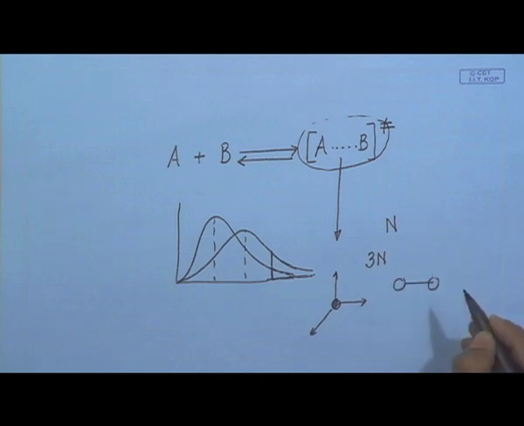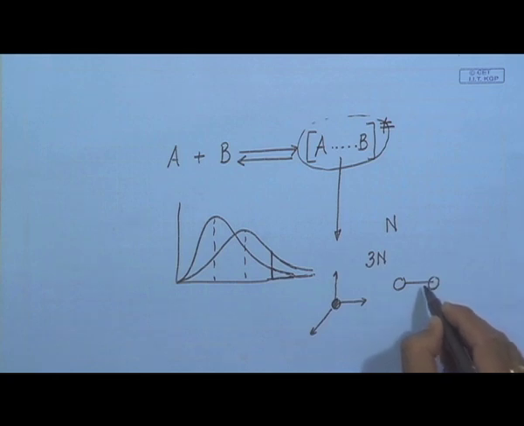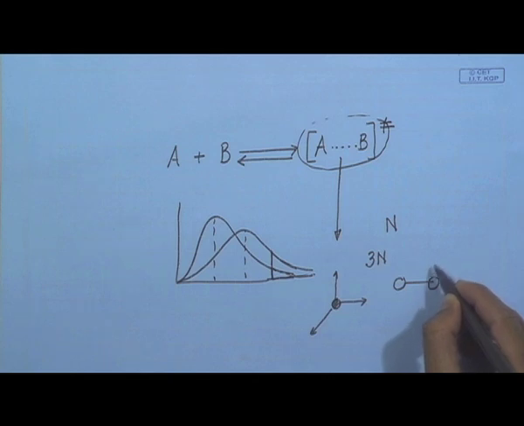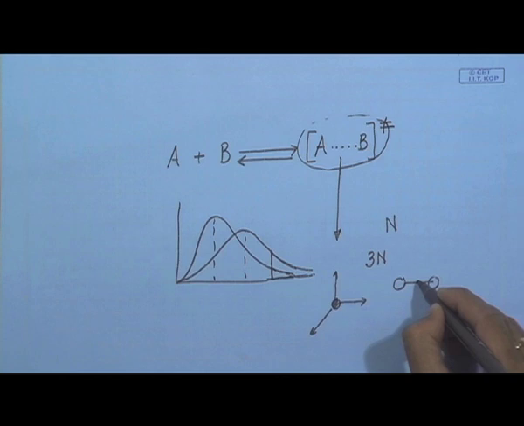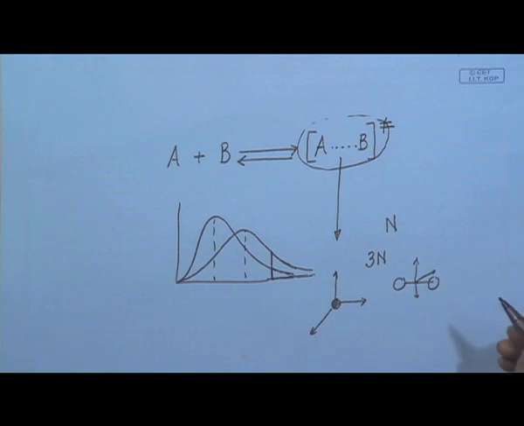You have a diatomic molecule. So, how many translational degrees of freedom will be there? Still it will be 3 translational degrees of freedom, because it can move in 3 mutually orthogonal directions. That is, its center of mass can move in 3 mutually orthogonal directions like this. Now, what about rotation?